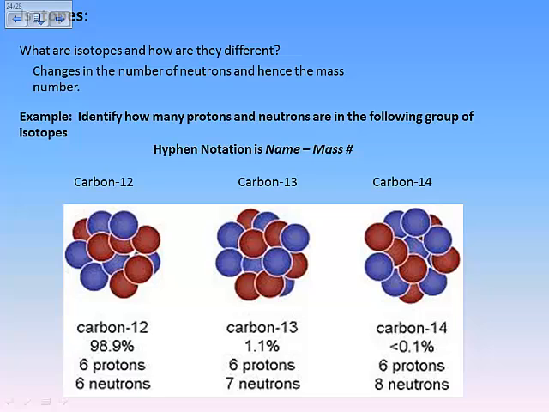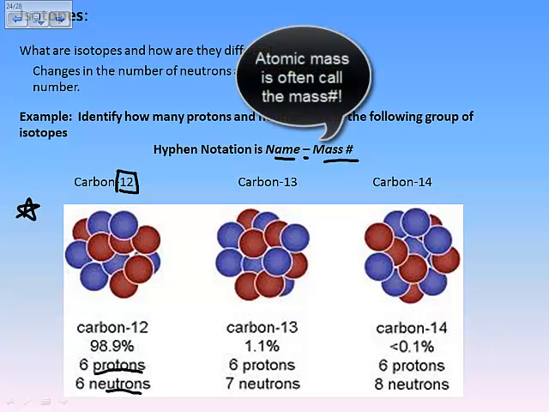Now, what are isotopes and how are they different? Like I said earlier, isotopes have the same number of protons, but a different number of neutrons. Remember, if we change the number of protons, we're changing the identity of the element. Carbon-12, that's the name with a hyphen and the mass number. If you look at your periodic table, you'll see a number 12 associated with carbon. So carbon-12, that's your normal carbon, has 6 protons and 6 neutrons. So 6 plus 6 equals 12.